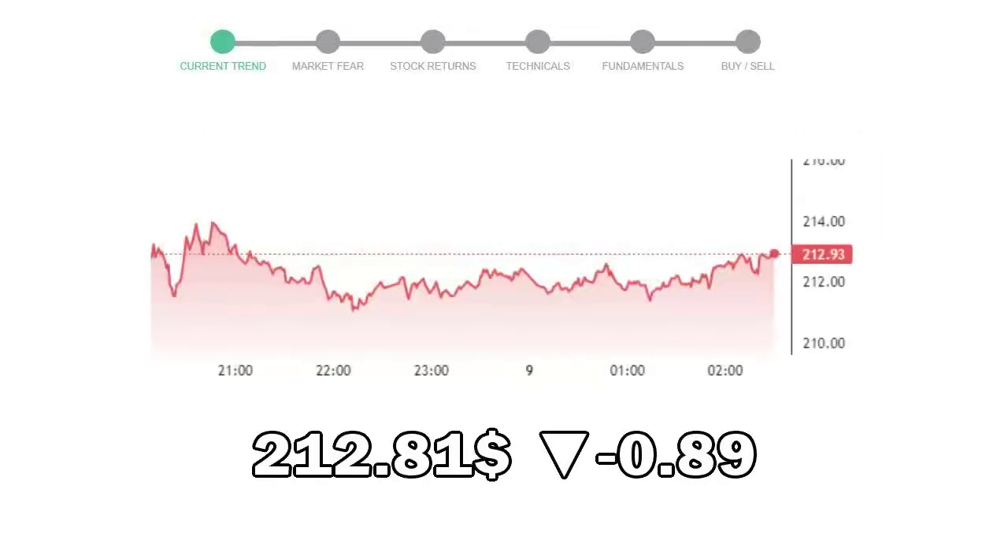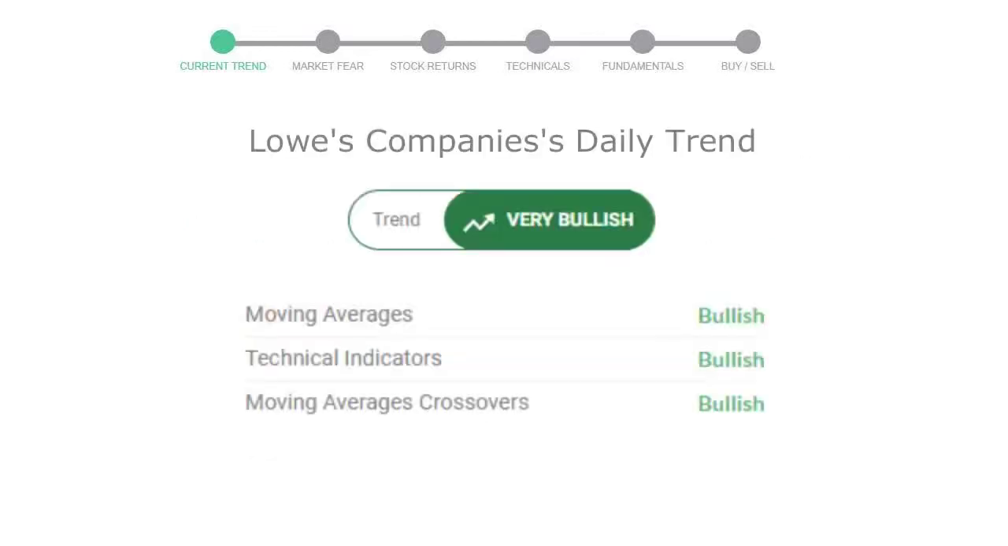Lowe's Companies closed at $212.81, with a decrease of negative 0.89% in the last trading session. Let's look at today's trend indicators. The moving average is bullish. Technical indication is in uptrend. And the overall daily trend for the stock is in a very positive trend.